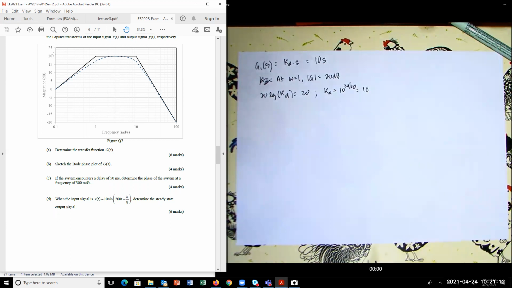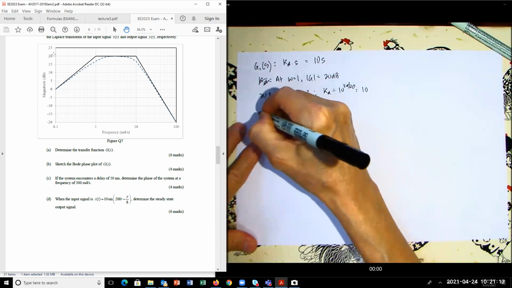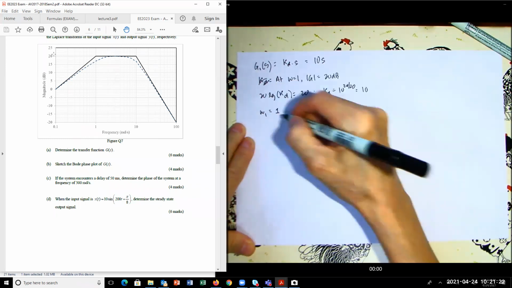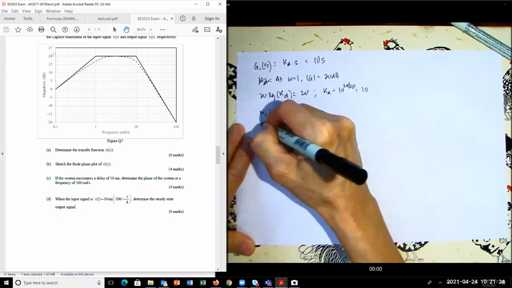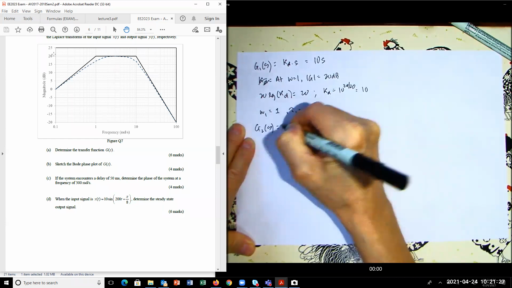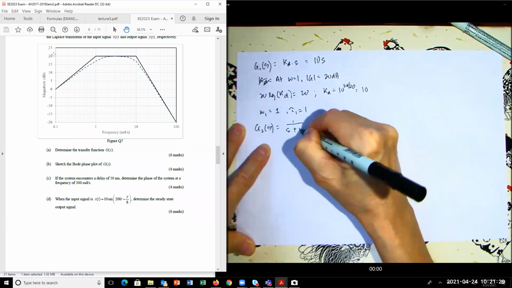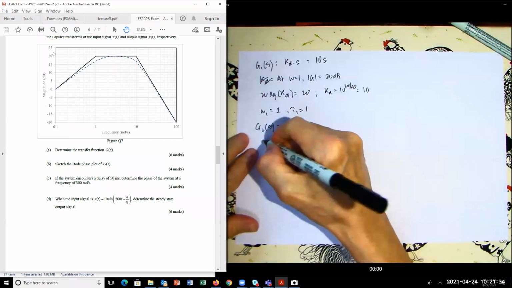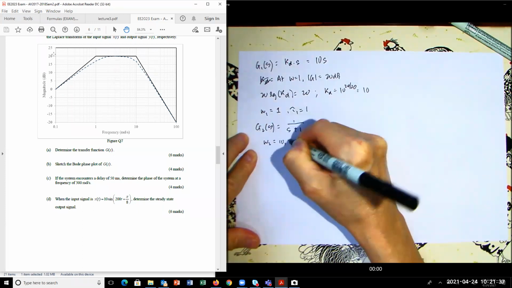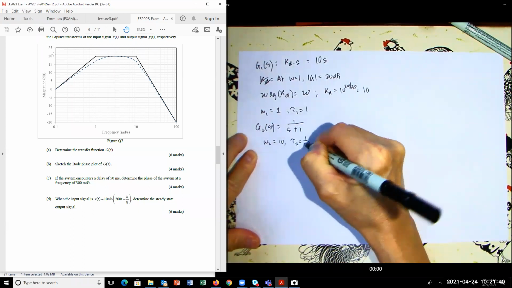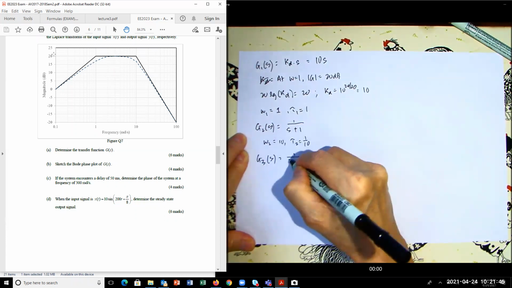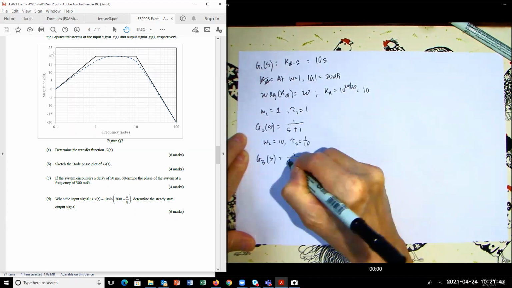G2, as we say, is a pole. We have omega 1 at 1, so tau 1 will be 1. So G2 is 1 over S plus 1. And G3 is a repeated pole. Omega 2 is 10, so tau 2 is 1 over 10. So G3 is 1 over (S over 10 plus 1), the whole thing squared. Repeated pole.